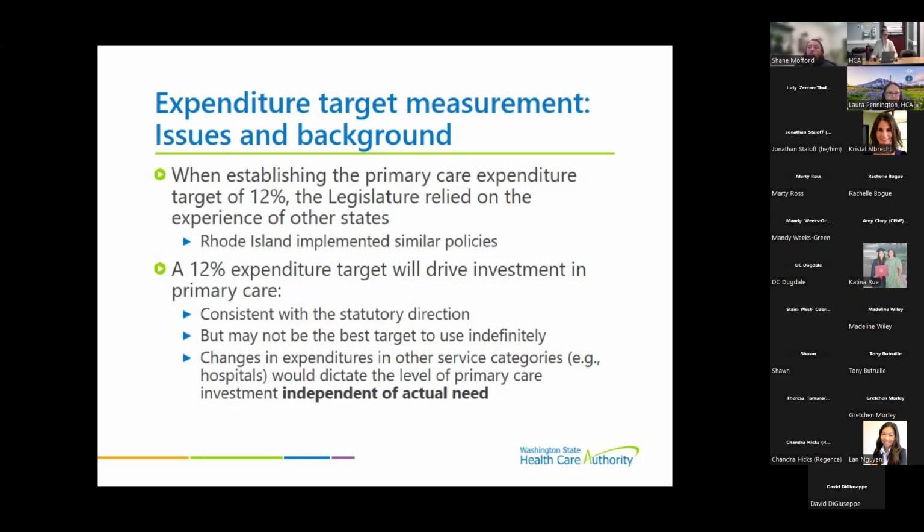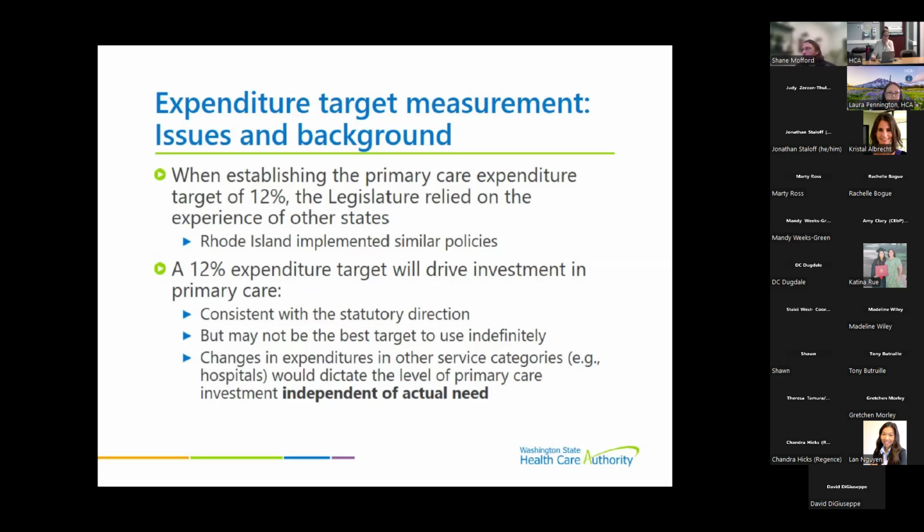We know that a 12% expenditure target will unambiguously drive investments in primary care based off of the early analysis. You're less than halfway there in aggregate across all of the different payers. So like I said, unambiguously, a 12% expenditure target will drive investments in primary care. It is consistent with the statutory direction, but it may not be the best target to use indefinitely. The reason for that is that changes in expenditure in other service categories, like hospitals, would dictate the level of primary care investment needed, completely independent of any actual need of primary care practices.